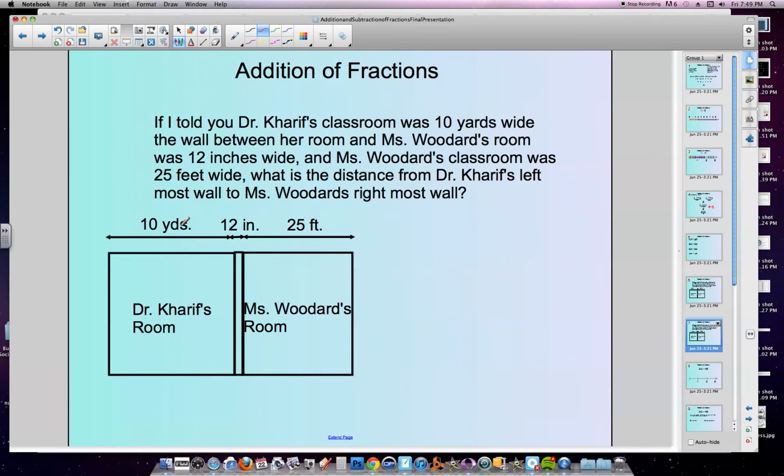And you'd say, well, 10 yards, how many feet are in a yard? There's 3. So this must equal 30 feet. And 12 inches, well, there's 12 inches in a foot, so this must equal 1 foot. And now we're talking about the same measurement, the same distance. So 30 and 1 and 25, and we're back to 56 feet.